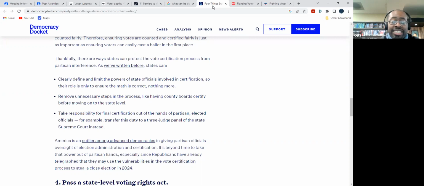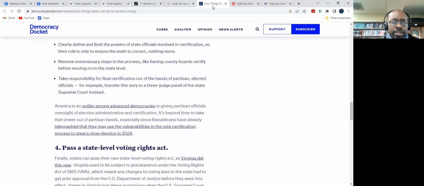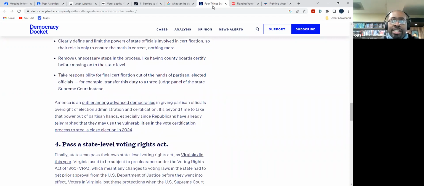Number two, remove unnecessary steps in the process, like having county boards certify before moving on to the state level. Don't need all of that. There's just a lot of red tape and middleman strongholds. Just get straight to the source. Number three, take responsibility for final certifications out of the hands of partisan elected officials. For example, transfer this duty to a 3-judge panel of the state Supreme Court instead. Yeah, you can do that.